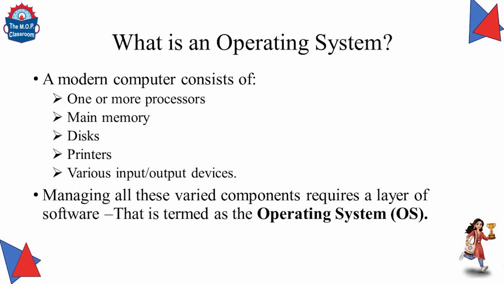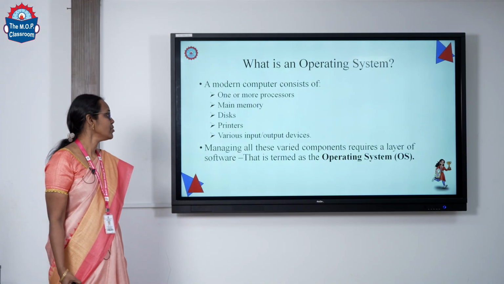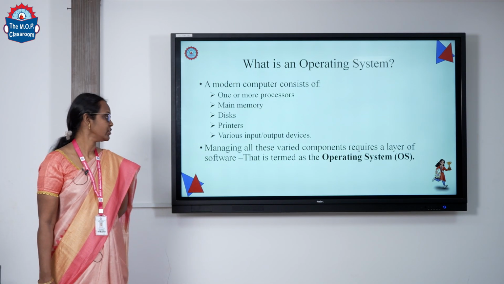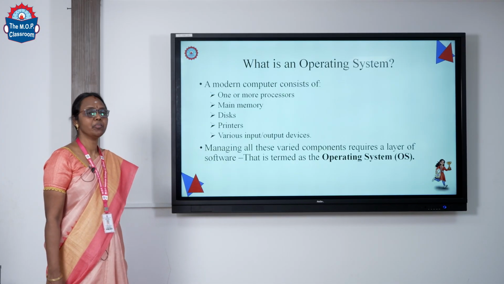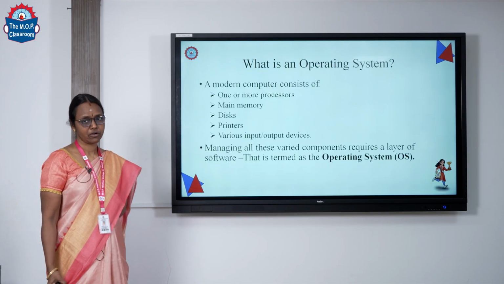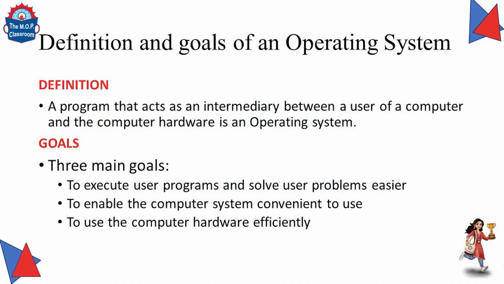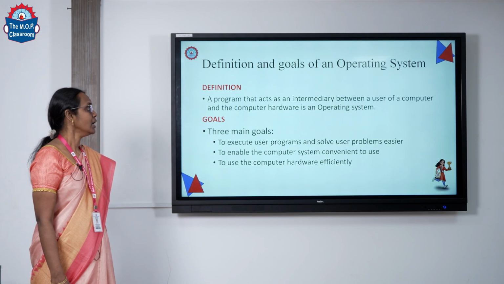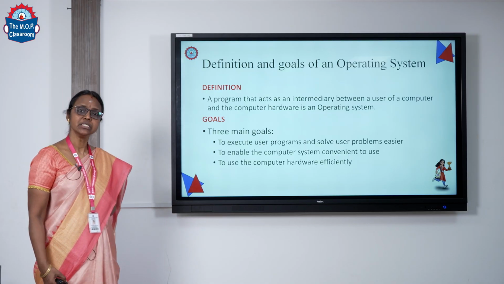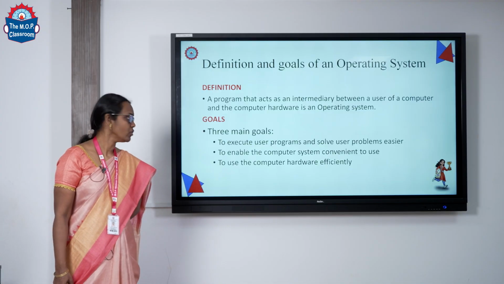A modern computer consists of a lot of processors, main memory, disks, printers, and various input-output devices. The one which is managing all the varied components requires a layer of software. That layer is defined as the operating system. Let's see the definition and goals of an operating system. A program which acts as an interface between a user of a computer and the computer's hardware is called an operating system. There are three main goals.